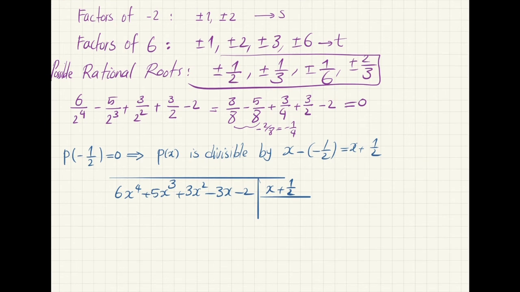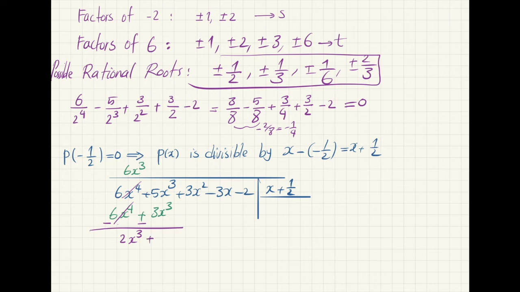Yes, so let me change the color. So I divide 6x4 by x, it becomes 6x to the 3, then I multiply this back, it becomes 6x to the 4, and then I will have positive. If I multiply 6x to the 3 by 1/2, it becomes 3x to the 3. Then I will change the sign as usual. Then if I add them, this is gone, and this one with that one gives me 2x3.